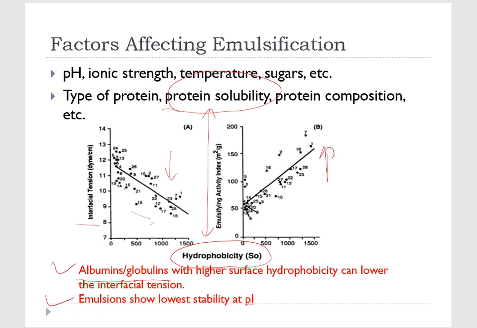On the other hand, emulsions show low stability at isoelectric point. What can be the reason? Remember, at isoelectric point we have minimum solubility of proteins. That's why the emulsion stability will be low, because proteins cannot function well at isoelectric point.